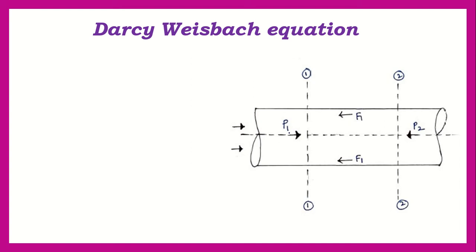We can observe some terms here. P1 is the pressure intensity at section 1-1 and P2 is the pressure intensity at section 2-2. Similarly, V1 is the velocity at section 1-1 and V2 is the velocity at section 2-2. Let L be the length of the pipe, especially in between the sections, and let small d be the diameter of the pipe. You can also see F1 written here. F1 is the total frictional force acting by the walls of the pipe on the fluid.